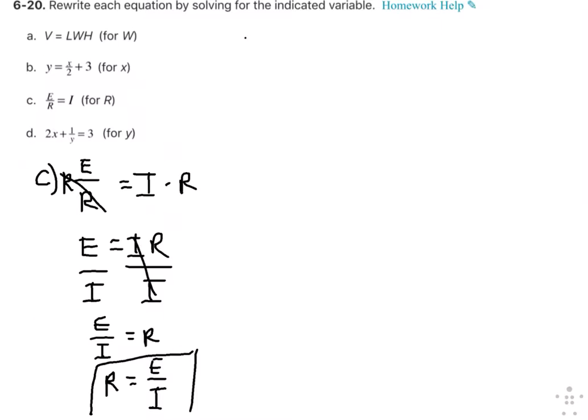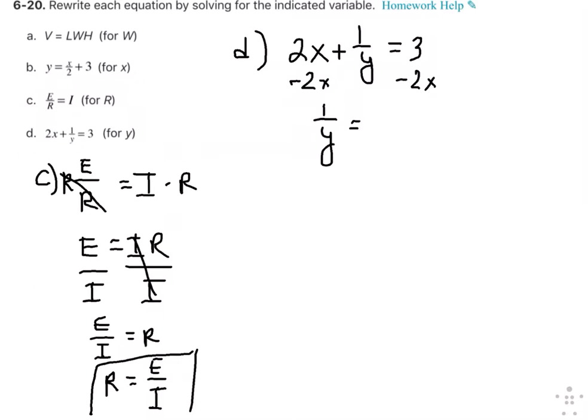And the last one, D: 2x plus 1 over y equals 3, and we want y all alone. So first I'll subtract 2x from both sides, and I get 1 over y equals negative 2x plus 3, or 3 minus 2x, doesn't matter. And then I'm going to multiply both sides by y.